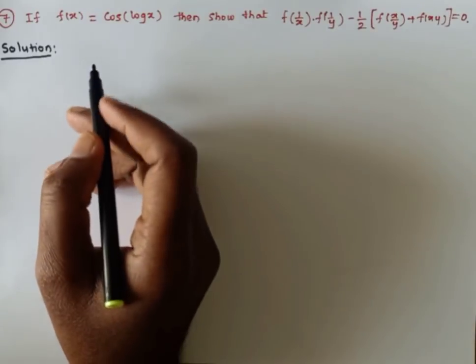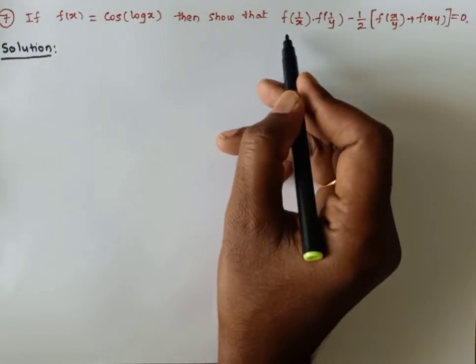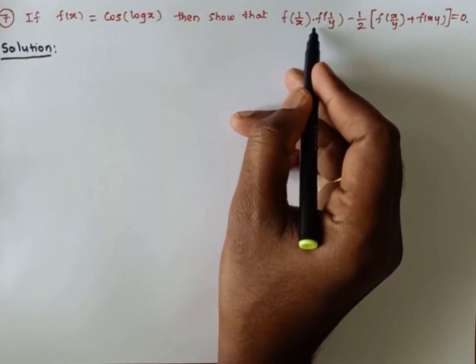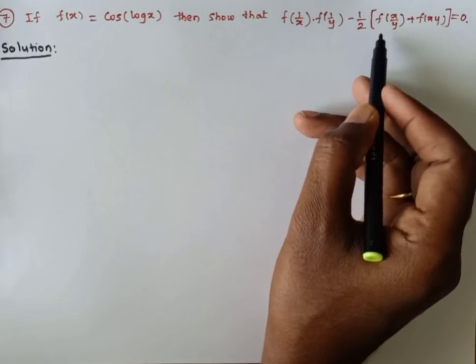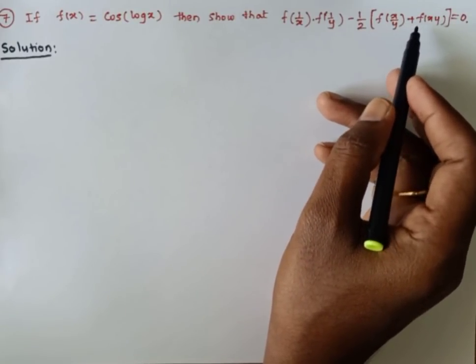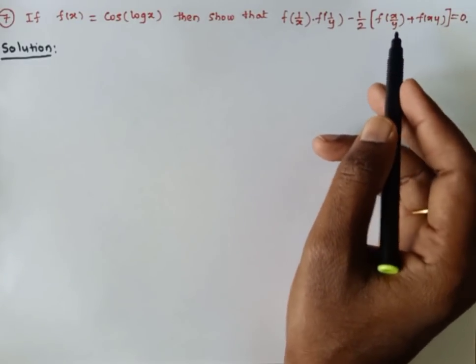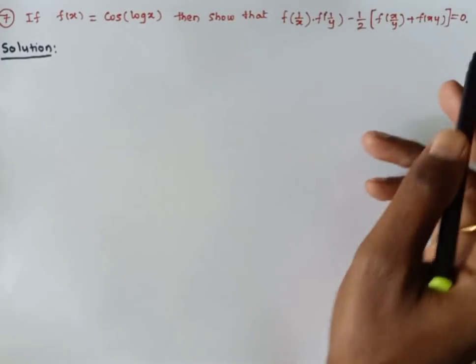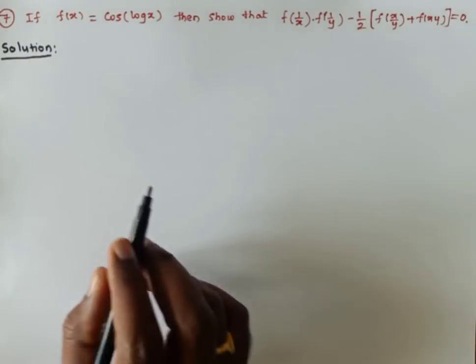See the last problem. If f of x is cos of log x, then show that f of 1 by x into f of 1 by y minus 1 by 2 into f of x by y plus f of x into y is equal to 0. So we need to simplify this, and this part is equal to 0. The given thing is only f of x is cos of log x.